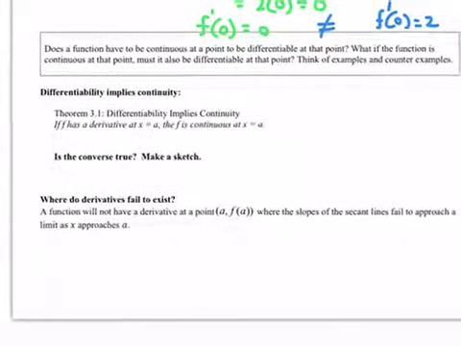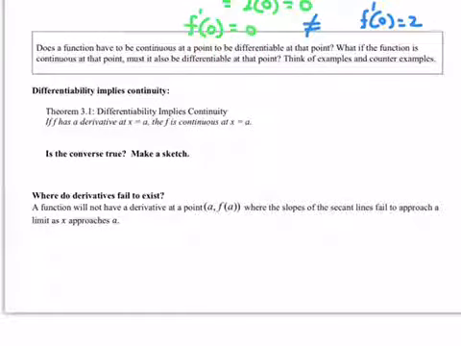Okay, so does a function have to be continuous at a point to be differentiable at that point? The answer to that is yes. So the answer to the first part is yes. What if the function is continuous at that point? Must it also be differentiable? No, that doesn't have to happen. So like the absolute value of x, it's continuous here, but the derivative from the left and the derivative from the right are not equal.